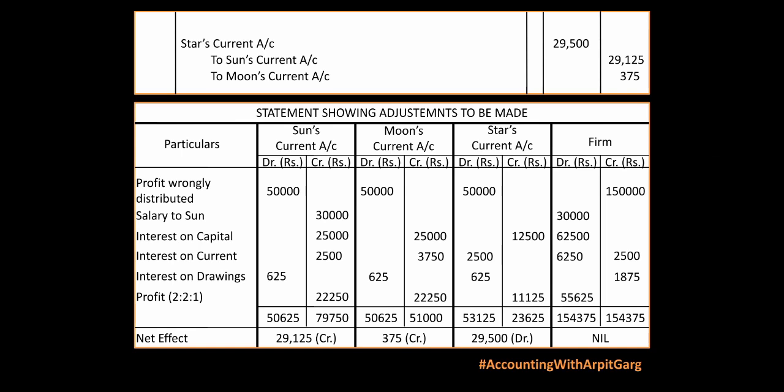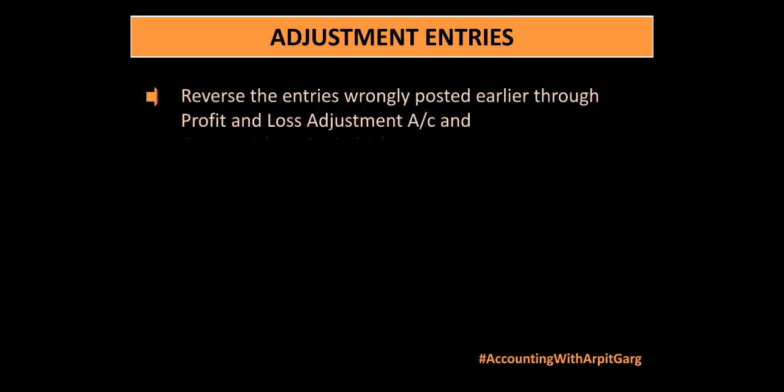Now let's see how to pass adjustment entries. Here first we will reverse wrongly posted entries through partners' current or capital account and profit and loss adjustment account. What we will do is, suppose I have given the partner something wrong, so we will take from him. While taking, we will debit the partner's capital or current account. So we need something to write on credit side as we follow the double entry system. So on credit side we will write profit and loss adjustment account. Then we will pass correct entries.